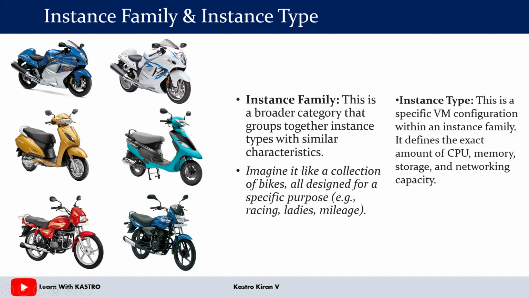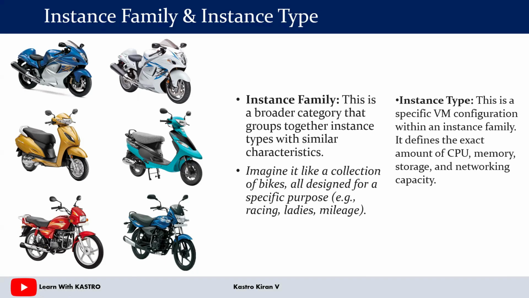But from which company or who is manufacturing these bikes, that makes the difference. So similarly, instance type is a specific virtual machine configuration. VM means virtual machine. So this is a specific virtual machine configuration within the same instance family. Within the same racing bikes, you might have Suzuki bikes, you might have Honda bikes, you might have Kawasaki bikes, you might have BMW bikes.